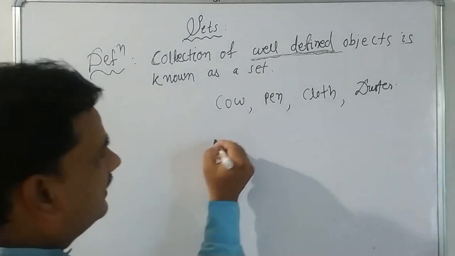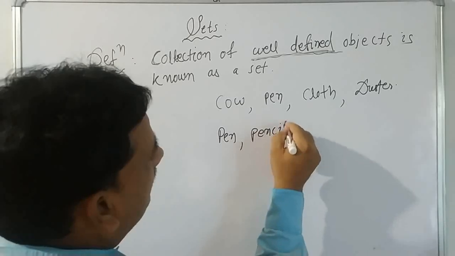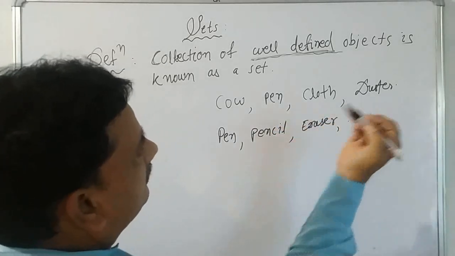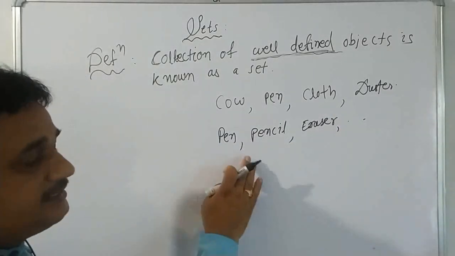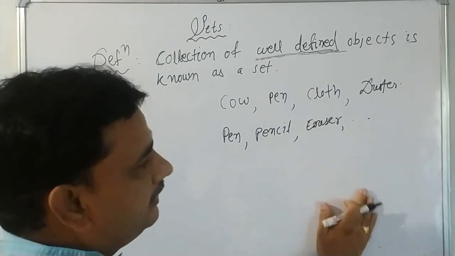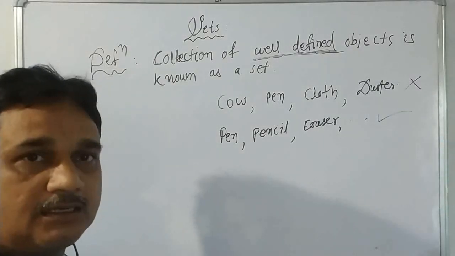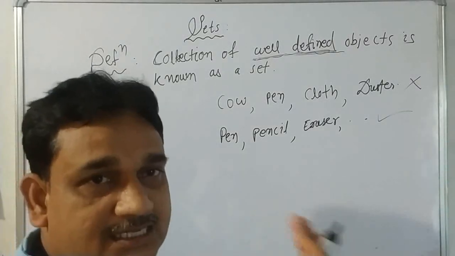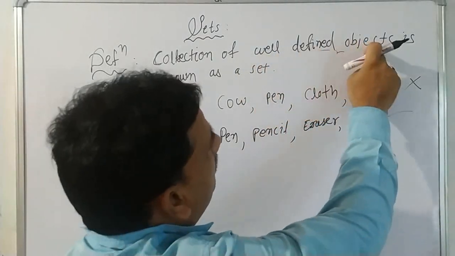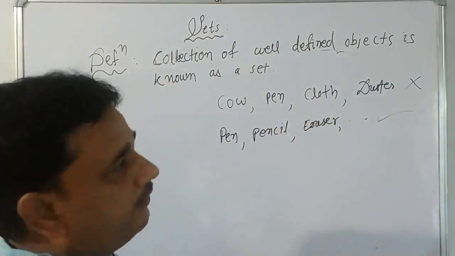If I write pen, pencil, eraser, and so on, yes, it's a collection of study materials. So this is a set, but the earlier one is not a set. Clear? So what is called a set, and what is not called a set? Mainly, it's a collection of objects, and those objects should be well defined. Okay, clear?